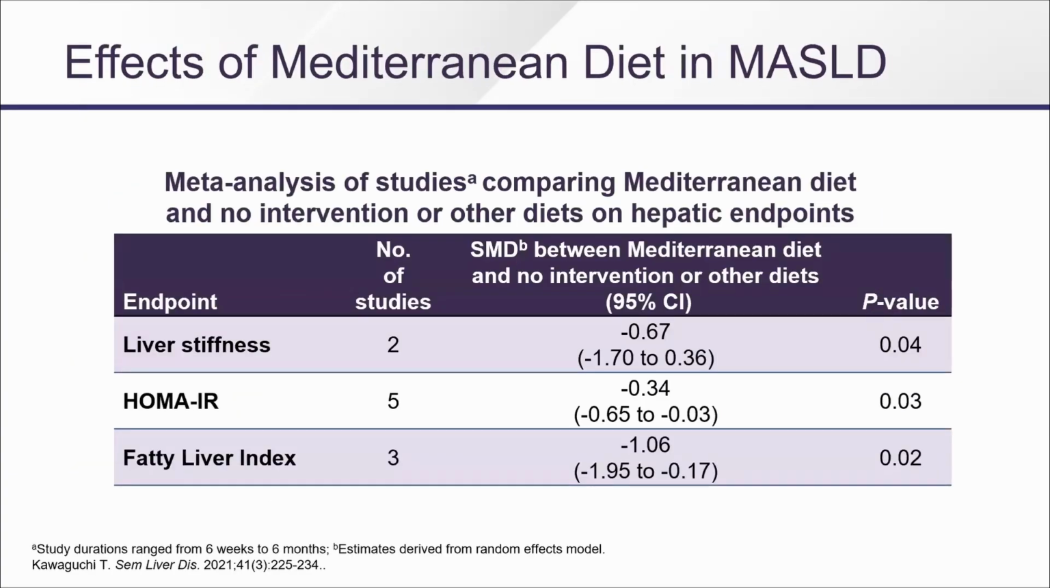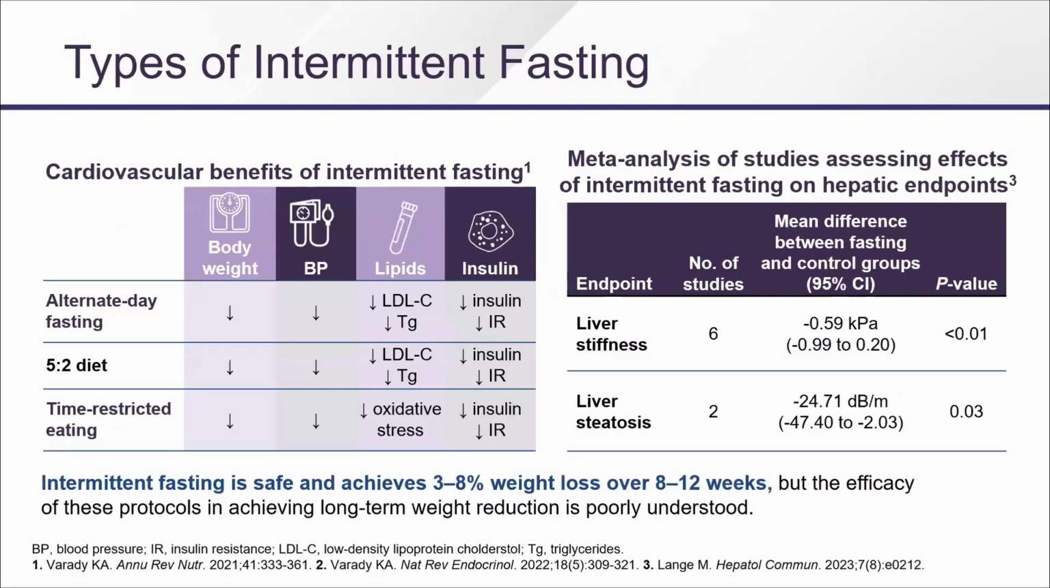So here's the data. For the Mediterranean diet, there are several studies showing that it improves insulin resistance, that it improves fatty liver. That's pretty simple. Now, what about intermittent fasting? All patients come and they say they want to do intermittent fasting. No one does intermittent fasting.